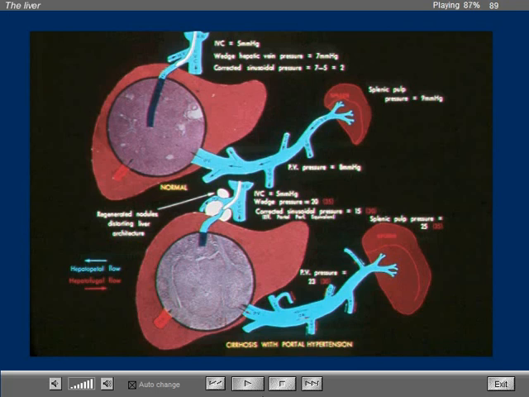And once again, the pressure in the wedged position reflects the pressure in the portal vein. Why? Because there is intravenous anastomosis between the portal venules and the hepatic veins, as we shall show you later on cast corrosion preparations.